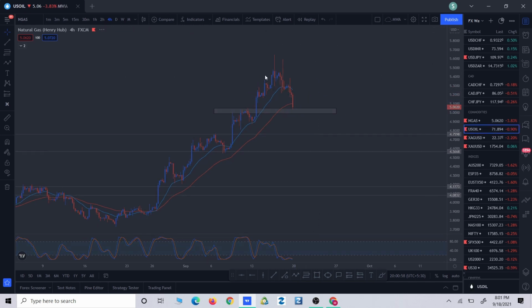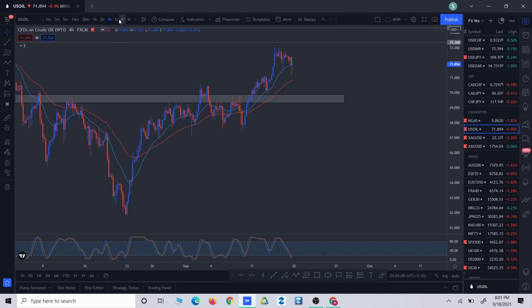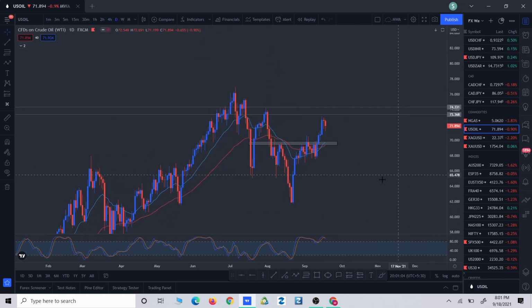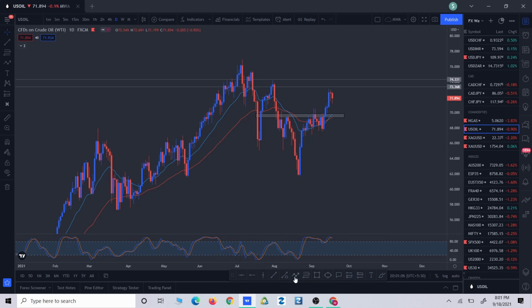So next we are going to talk about US oil. On US oil, first we will talk about what is happening on the daily chart. So we are going to start from here. We see it's a low, lower high, lower low, lower high, lower low, and right now the price is between this high and this low.